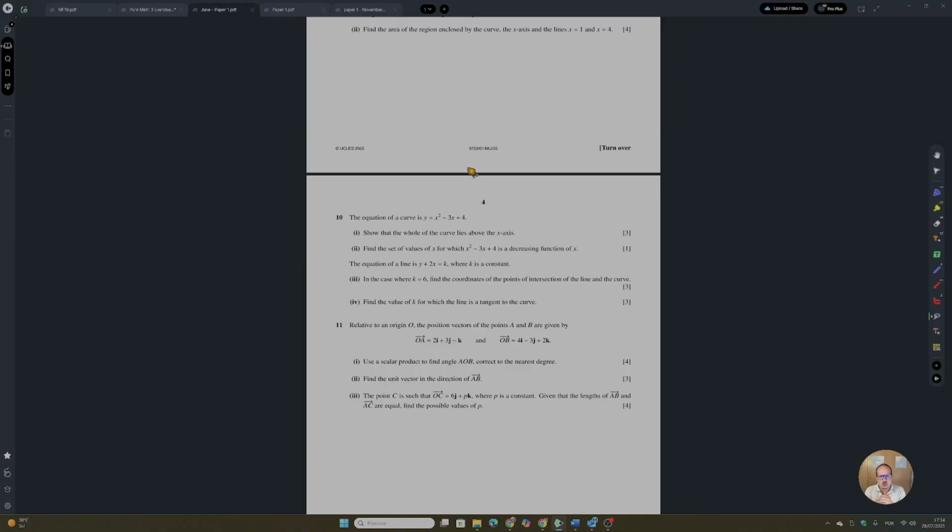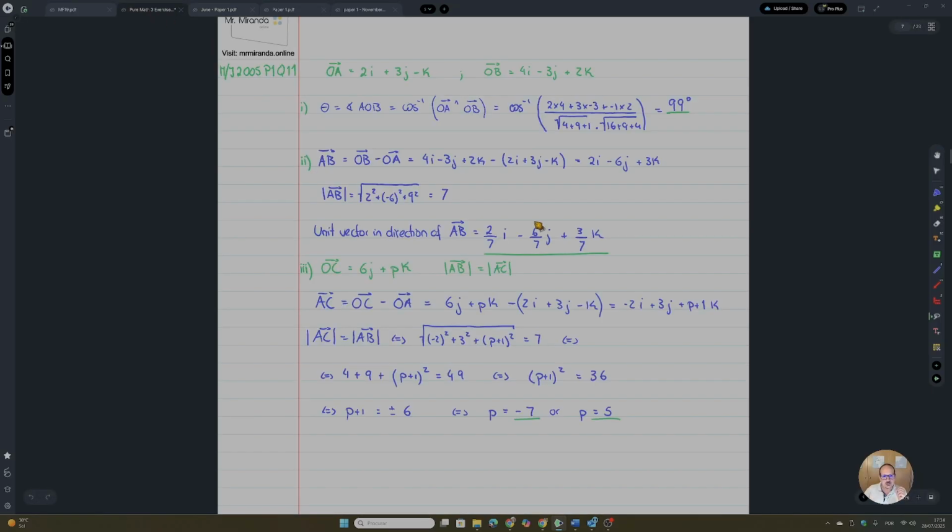Relative to an origin O, the position vectors of the points A and B are given by, and then you have there the position vectors. Use a scalar product to find the angle AOB correct to the nearest degree. That's the first question. Find the unit vector in the direction of AB, and then I'm going to read the last question. So this is actually very simple.